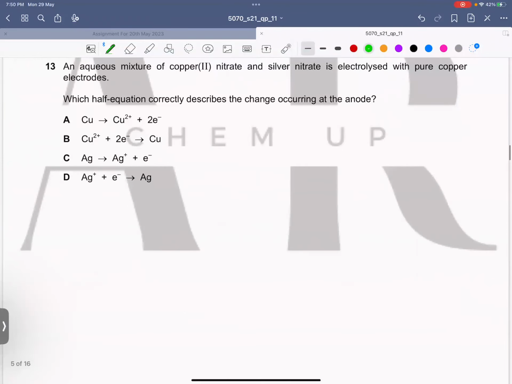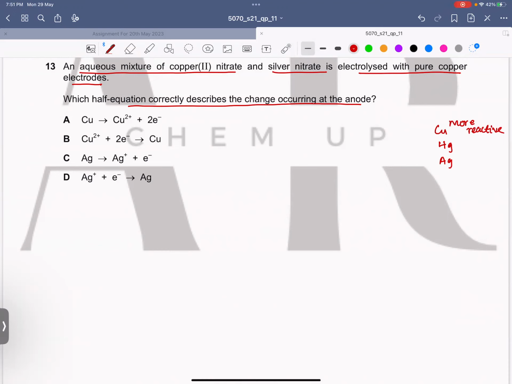Now question number 13. An aqueous mixture of copper(II) nitrate and silver nitrate is electrolyzed using pure copper electrodes. Which half equation correctly describes the change occurring at the anode? If you look at the position of copper against silver, beneath copper there is mercury, and beneath mercury there is silver. So it means copper is more reactive.